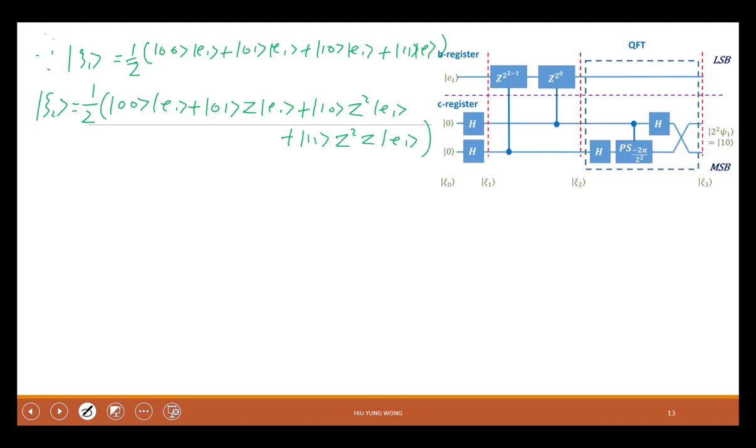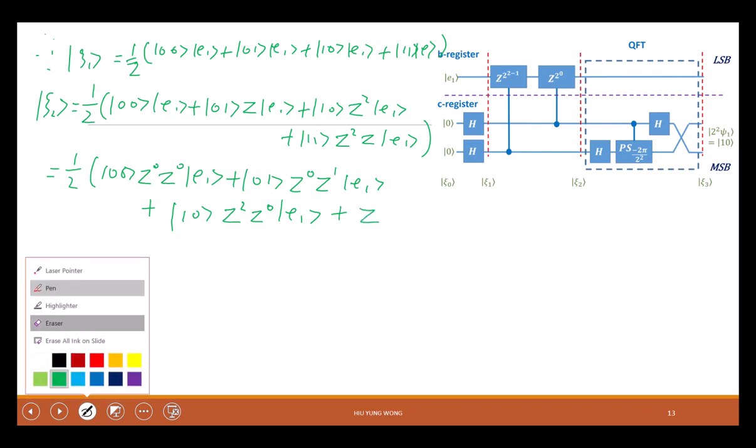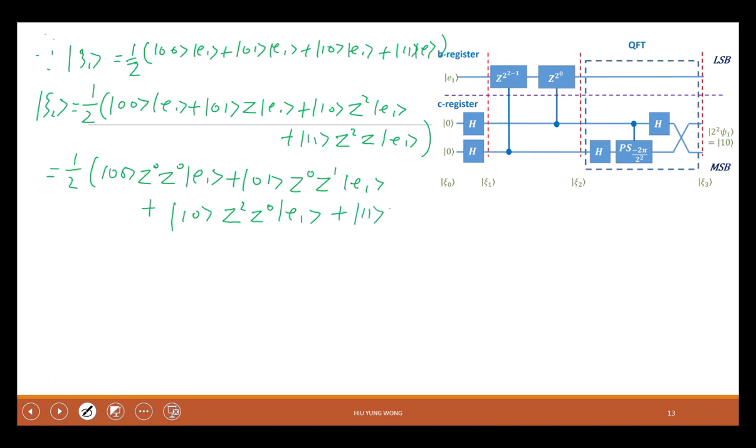So based on this, I can actually write a more instructive way. Although this is 0, 0, isn't this just C to the power 0 times C to the power 0, E1? And this one is just 0, 1, Z to the power 0, C to the power 1, E1. Okay, and this is 1, 0: Z to the power 2, C to the power 0, E1, because I had C to the power 2. Zero power is because of this one qubit. And this is 1, 1: C to the power 2, Z to the power, C to the power 1, E1.